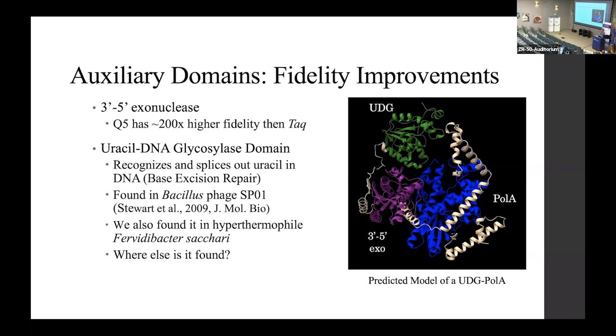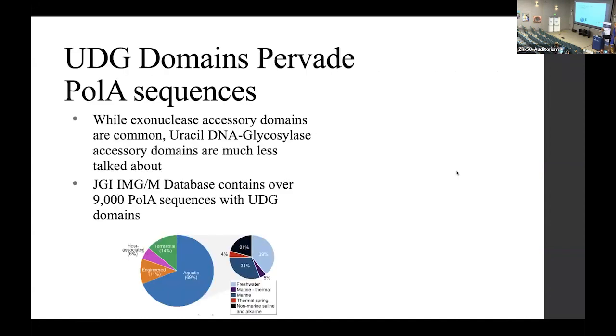But recently, when we went hunting in our hot springs, we were able to identify it inside a hyperthermophile named, or soon to be officially named, Furidibacter saccharei. And we were really curious as to how widespread this is. We knew it was found inside that spring, and we knew it would be found in other samples. But where else is it found? And so that search led us here to IMG.